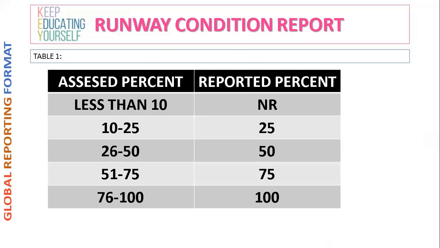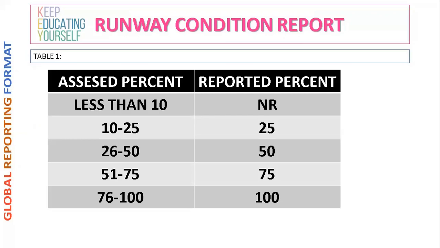It means not reported. If you have assessed a percentage between 10 to 25, then you have to write the higher side of it, that is 25. Then from 26 to 50, the higher side will be 50, you report 50 percent. If you have assessed 51 to 75, you report 75 percent. And the last one, 76 to 100, you mention 100. So the reported percentage is always the higher side. And if it is less than 10, you should not report it. It will be reported as not reported, NR.